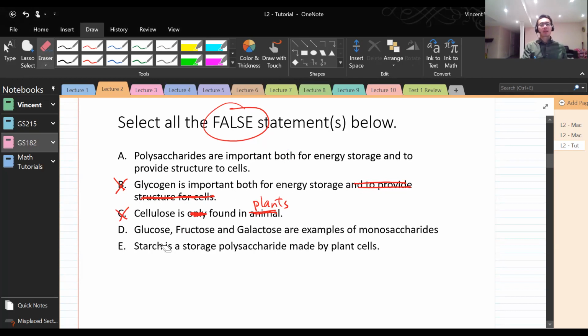Glucose, fructose, and galactose are examples of monosaccharides. We listed the monosaccharides earlier, remember? So those are it. Finally, starch is the storage polysaccharide made by plant cells. That is correct. So the incorrect ones are B and C.